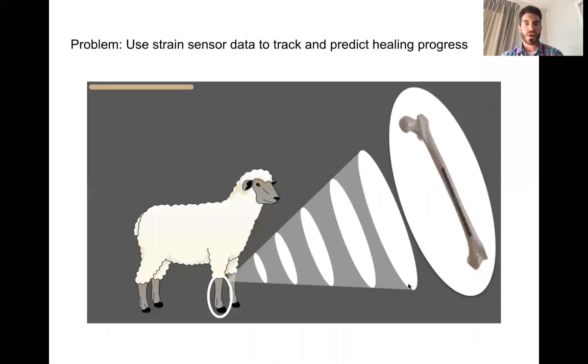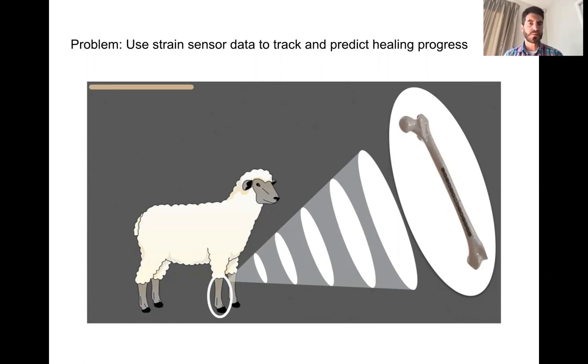The problem we're trying to solve is to know when a bone fracture has fully healed. If you've ever had a bone fracture, you know that it takes a long time, and that knowing when you can resume normal activity is fairly conservative. They'll take an X-ray several months after the fracture and say, "Yep, that's good enough. You can go back to regular activity."